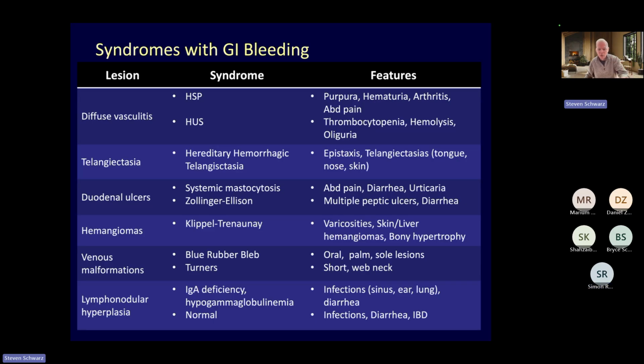The others are shown here. You should be aware of them and know how to evaluate them. But again, of all of this list, if you're going to consider what's going to be on the boards in the future, the HSP-HUS differentiation becomes critically important.